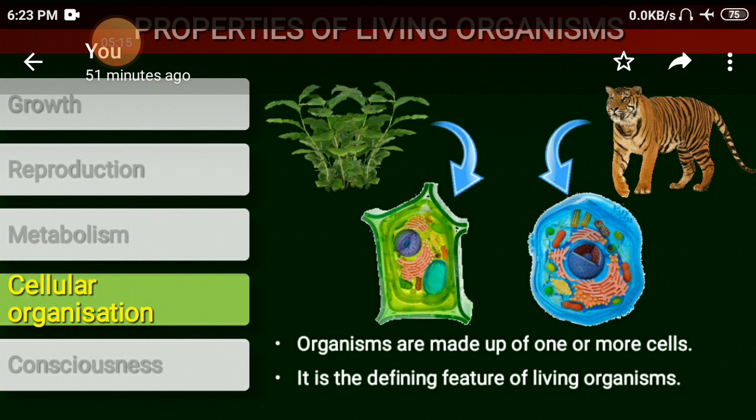The next feature is cellular organization. We know every organism is made up of cells. Cells are the structural and functional unit of any living organism. Cells combine together to form tissues, which lead to the formation of organs. Organs associate together and work to form the organ system, which leads to the formation of an individual. Hence, cellular organization can be considered to be a defining feature of a living organism.